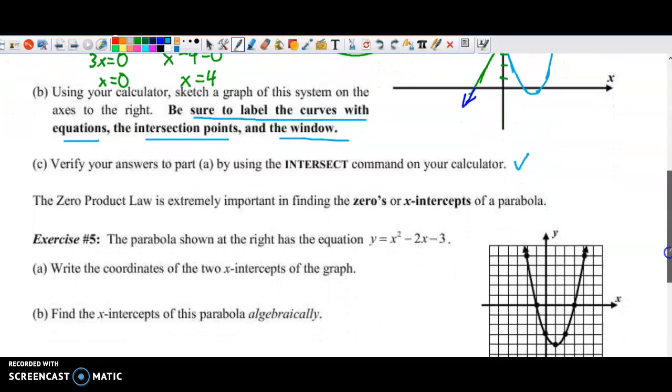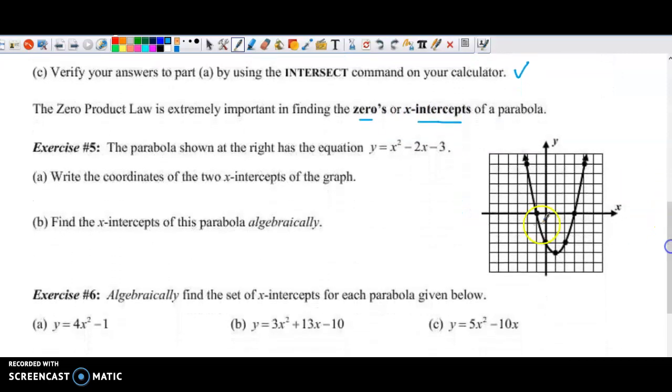And yeah, the zero product law is extremely important in finding zeros or x-intercepts. So that's what we're going to move on to next. So we have a parabola right in front of you. And if you just look at the graph, you can tell that the x-intercepts are -1 and 3. Well, how you figure that out is because those are the ordered pairs (-1, 0), and over here is (3, 0). Notice that the x-intercepts happen when y equals 0.